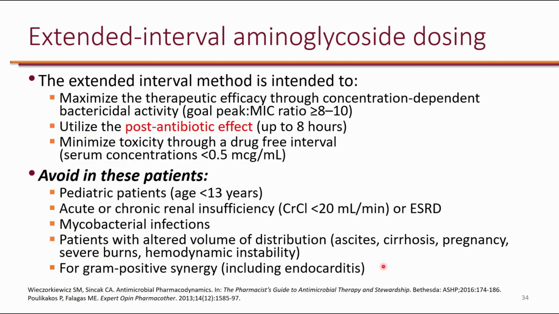Now, when you use a nomogram, it's important to make sure you use it in patients that the nomogram has been validated. One in particular is the Hartford nomogram. So the Hartford nomogram should be avoided in pediatric patients, in patients with acute renal insufficiency, or if the creatinine clearance is less than 20 or the patient is on dialysis and has end-stage renal disease. It should not be used for mycobacterial infections, and it should not be used in patients with altered volume of distribution, such as patients with ascites, cirrhosis, pregnancy, severe burns, and hemodynamic instability. And it should not be used for gram-positive synergy. So for gram-positive synergy, you should always use traditional dosing.